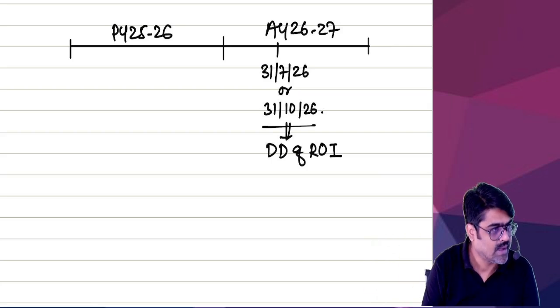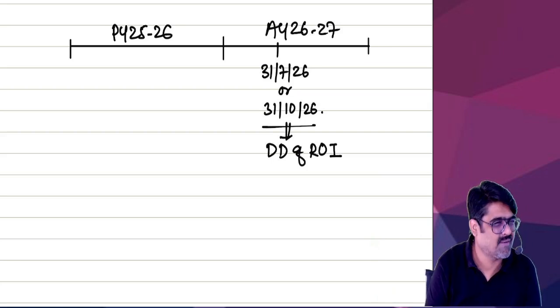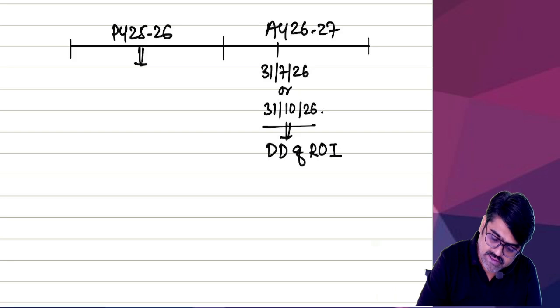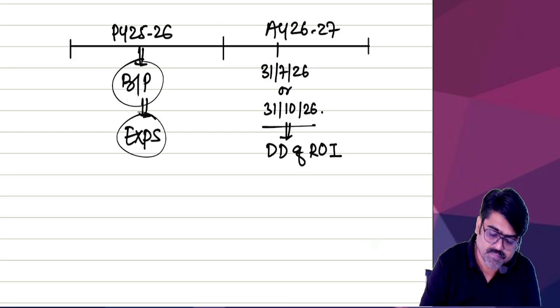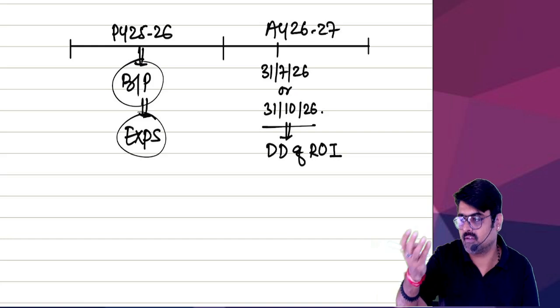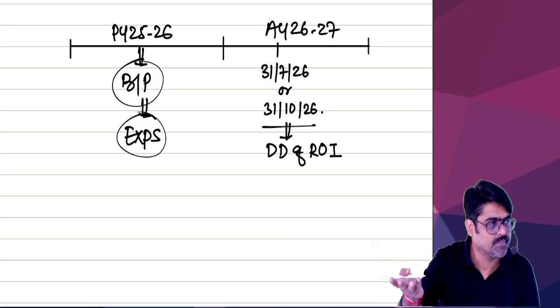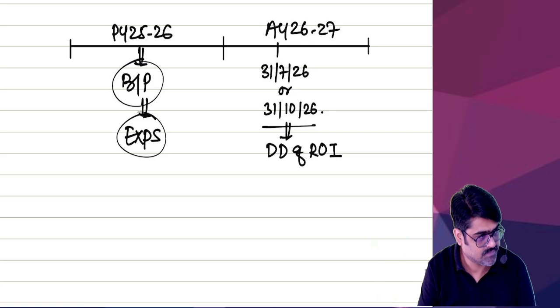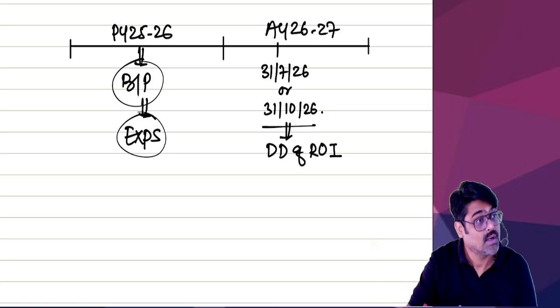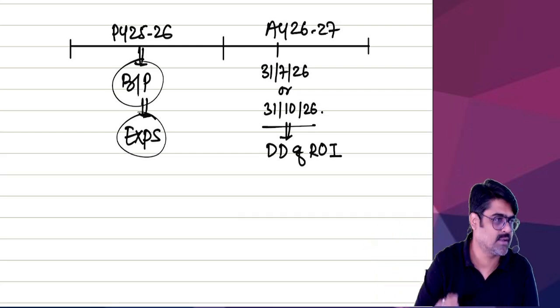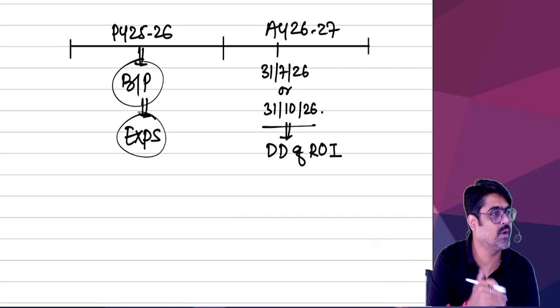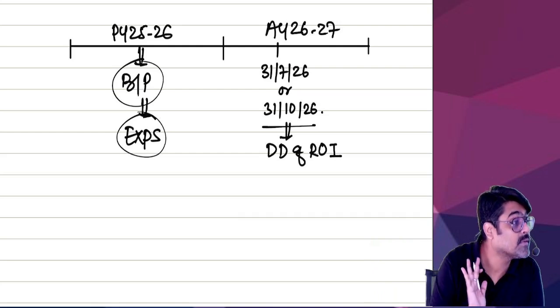Now tell me, are you doing a business in the previous year? Yes or no? So in this previous year, whatever business or profession you are doing, for that business or profession you have incurred some expenses in this year. So either pay the expenses in this year only and take the deduction, or at least pay these expenses on or before the due date and take the deduction. Because certain expenses we are going to allow only on payment basis.